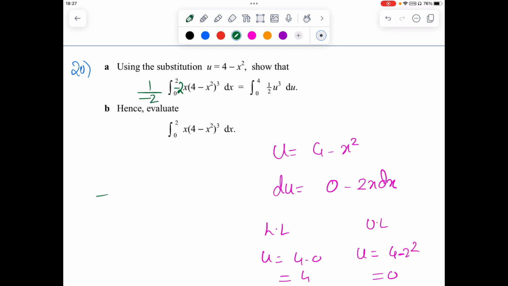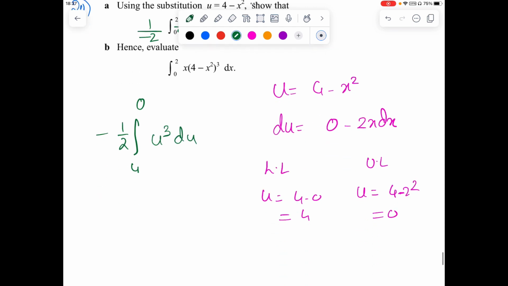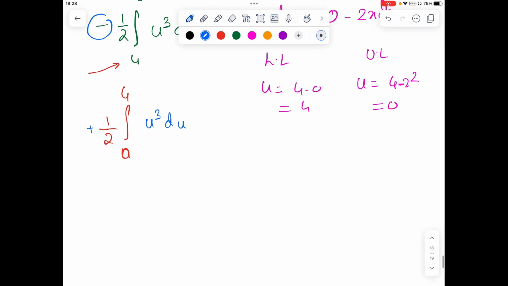So it becomes minus 1 upon 2. Lower limit is 4. Upper limit is 0. And this is nothing but u cube du. But always remember, lower limit should be a smaller number, upper limit should be a bigger number. So you can swap it. 4 to 0 can be written as 0 to 4. But that negative symbol becomes a positive symbol. Remember, whenever you swap the limits, the negative symbol will become a positive symbol.